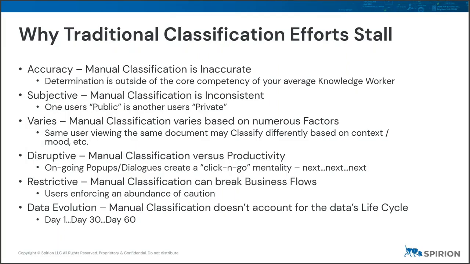And lastly, manual classification doesn't account for data's life cycle. What's confidential on day one might not be 30 days later or 60 days later. Think about files that are required for a merger and acquisition or a press release. Data changes and its sensitivity changes, even if the contents don't necessarily change. So that's why traditional classification doesn't work for what we're trying to do.